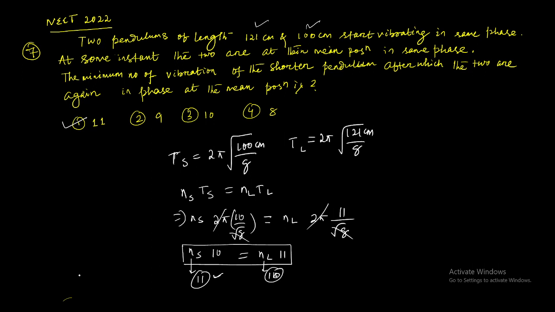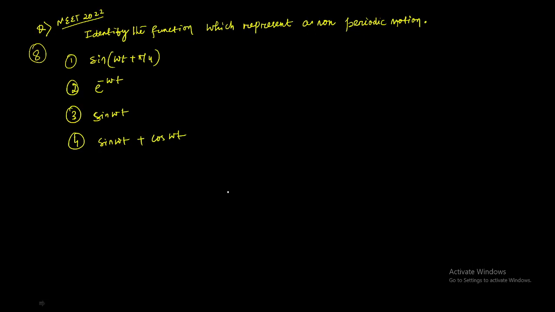Okay, now let's go to the next question. Identify the function which represents a non-periodic motion. So first of all, sine of omega t, sine of theta, cos of theta, or cos of omega t, all these are periodic functions, right? You know the graph of all these things. So the first option is a periodic function. Sine of omega t plus pi by 4 is going to be a periodic function. Sine of omega t again is a periodic function. Sine of omega t plus cos of omega t is also a periodic function.